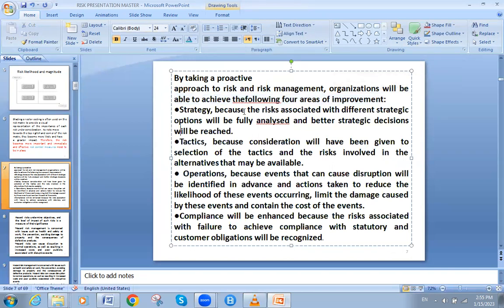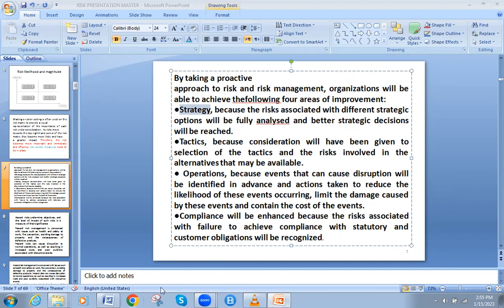By what? We have to do strategies, because the risk associated with different strategic options will be fully analyzed and better strategic decisions will be reached. Just one thing I said before, we have the difference between the strategic, the tactical and the operational plan. So I will repeat it right now and show you the differences between them.